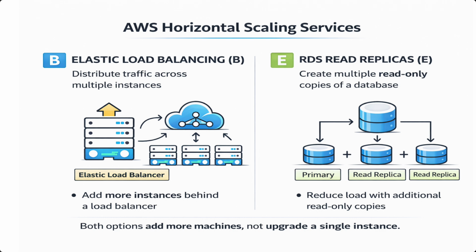RDS read replicas, E, enable horizontal scaling for database read operations by creating multiple read-only copies of your primary database. Applications can distribute read queries across these replicas, reducing load on the primary database and improving overall throughput. This is classic horizontal scaling for databases.